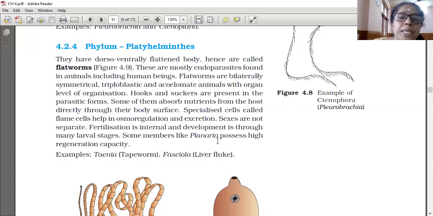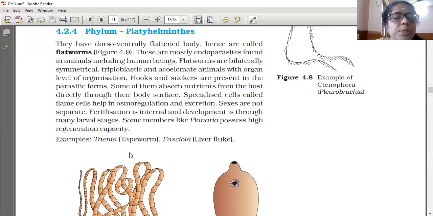Some members like planaria possess high regeneration capacity. Have you heard about regeneration? Regeneration means any tissue, cell or organ lost from the body can be regained. It can be regenerated. We know that a lizard removes its tail, and again that tail forms. That is regeneration in lizard. Some members like planaria possess high regeneration capacity.